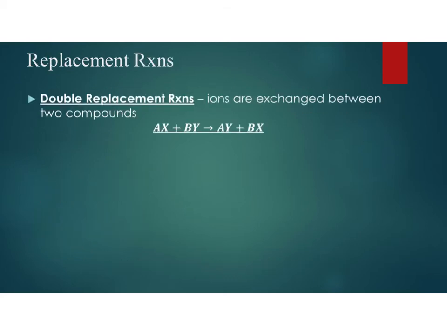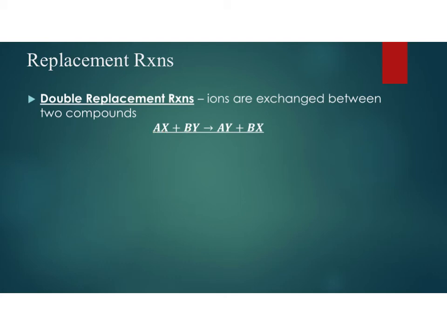The last thing we're going to look at today are what we call double replacement reactions. And these are very similar to single replacement reactions, except we have 2 elements that are going to be exchanged. So if we take a look at our simplistic form here, we have AX plus BY.